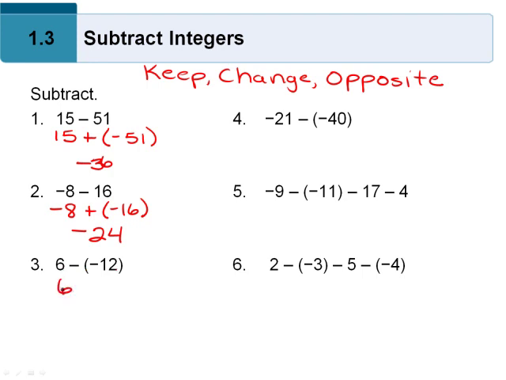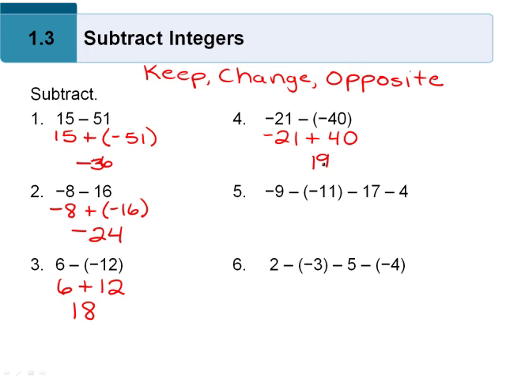We're going to keep the 6, change it to addition, and the opposite of negative 12 would be positive 12. And then 6 plus 12 would be positive 18. All right, let's look at number 4. Negative 21 minus negative 40. So keep the negative 21, change it to addition, and the opposite is going to become positive 40. Now the signs are different, so we have to subtract and keep the sign of the bigger number. So we know it's going to be a positive, and 40 minus 21 is 19. And it would be positive.